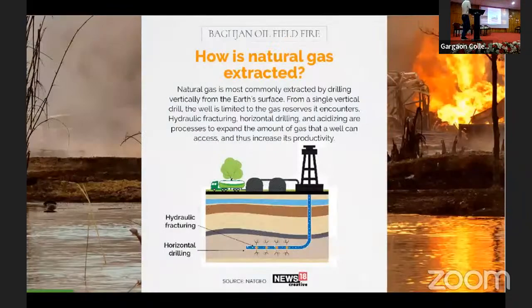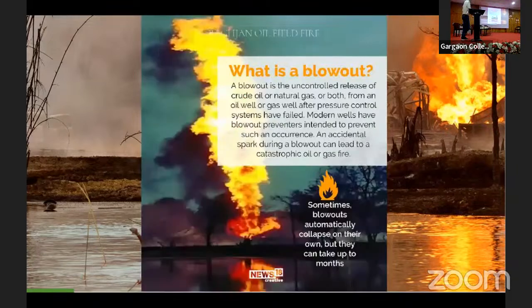So now what is a blowout? We know how natural gas is extracted. Natural gas is extracted by drilling from the surface. The blowout condition can be explained from a very basic principle of pressure. When the pressure regulator works fine, steam comes out of the pressure cooker in a controlled way. And if the pressure regulator gets removed from the pressure cooker, steam gushes out in an uncontrolled way. So if a similar situation occurred in an oil well, we would get a blowout condition.